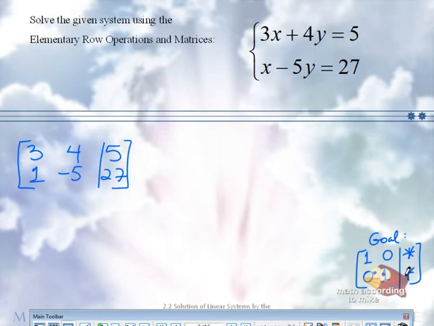So here we go. The guidelines are: only work with one column at a time. That would be your first guideline. So we're going to start with the leftmost column. Starting the leftmost column, you want to make your 1 and then make your 0, just like in our goal. Turn this 1,1 entry into a 1, turn this 2,1 entry into a 0.